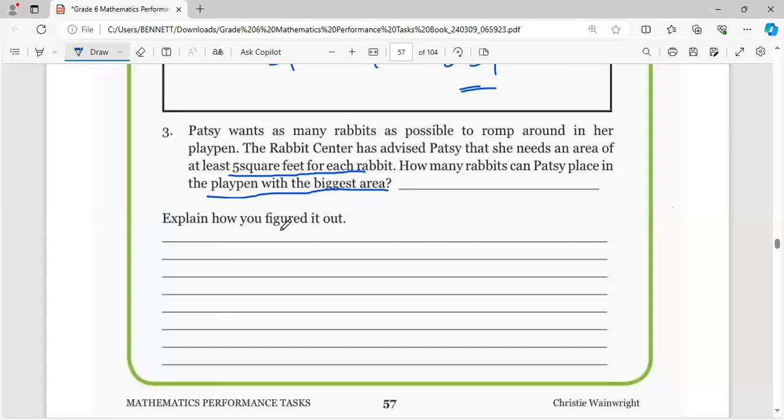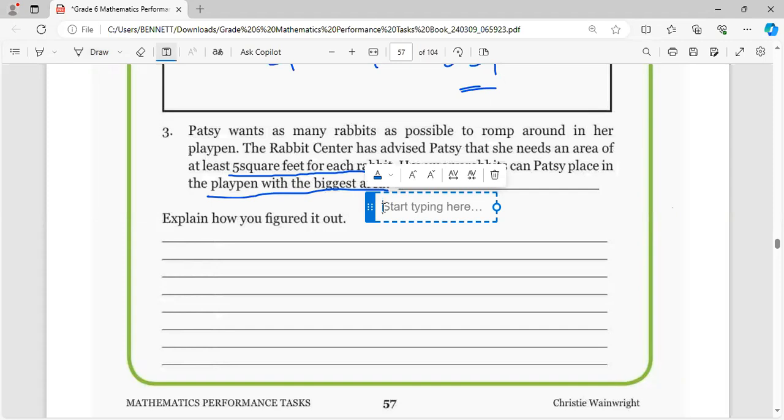Anyone want to volunteer to do it before we even begin? Nika, alright. So when the time comes, Nika, you will explain how you figured it out.